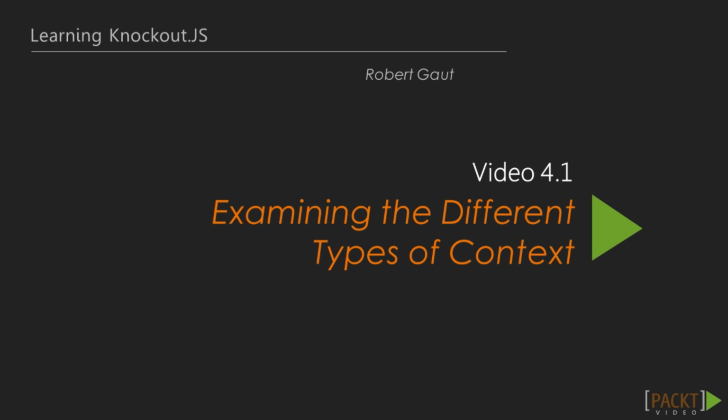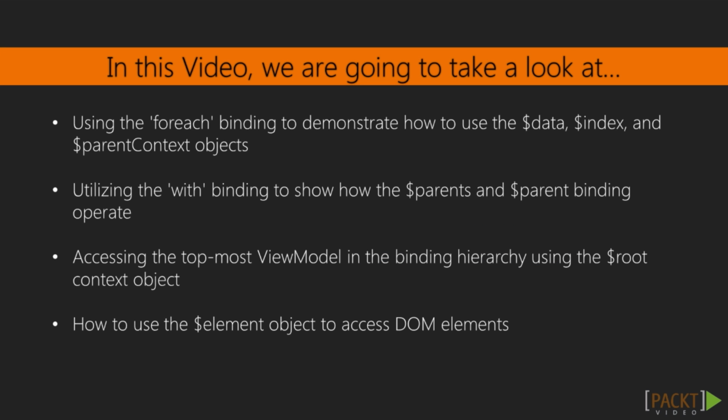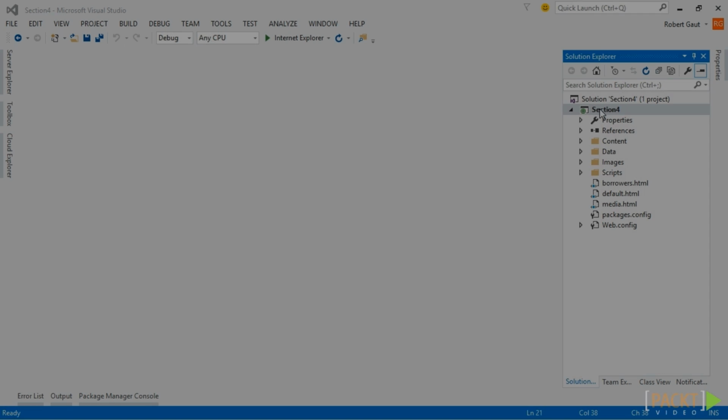In this video, we'll use the for-each binding again, but we'll go a little farther this time and discuss specifically the role of context when using this binding. Then we'll introduce the with binding and demonstrate how context is important when binding with it. The root context object is used quite frequently, so we'll cover its use, and we'll also look at the element context object, which can be useful at times.